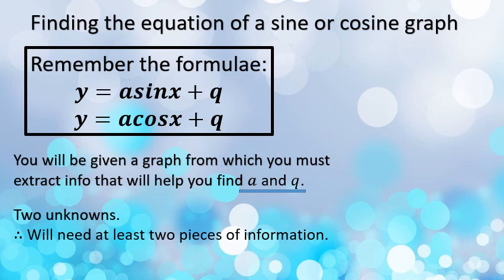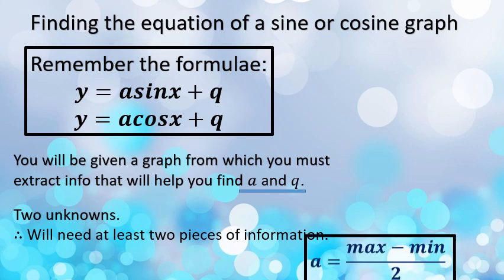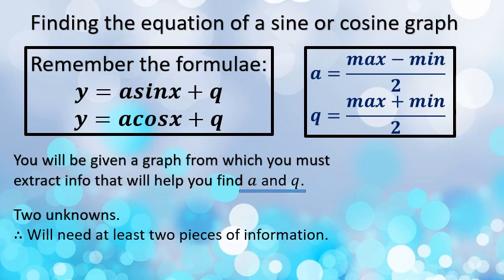to find the equation. Now, remember when we did these functions, we wrote down the formulae that A is your maximum minus your minimum divided by 2, while Q is your maximum plus your minimum divided by 2. So if you are just given a graph, all you need to do is read off the maximum and minimum values, and voila, you've got enough information to write down the equation of the graph.